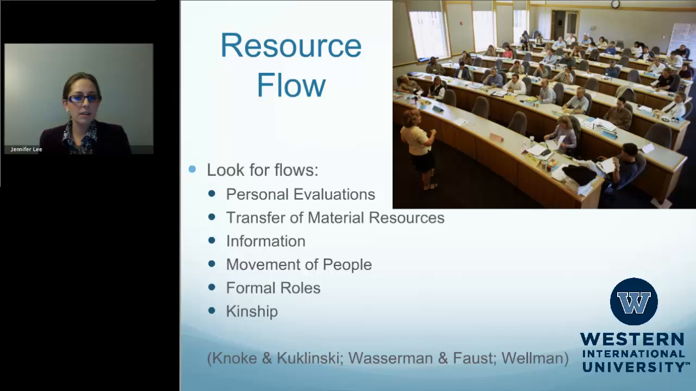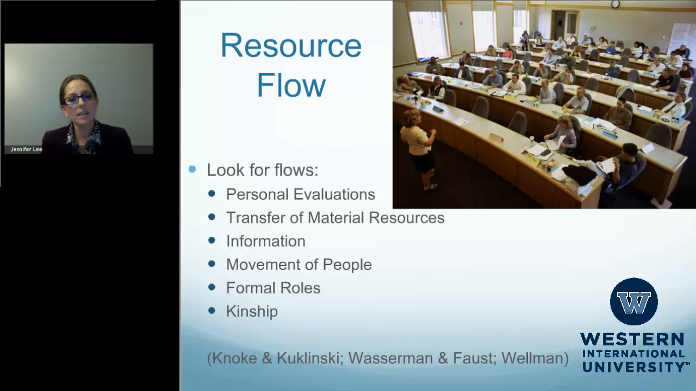And command hierarchies in organizations, these are depicted in organizational charts, and these would be examples of that type of network where we have formal roles. And the last type of resource flow I want to talk about is kinship, and that would be looking for who is related to whom. And that could be either by descent or by marriage. That is genetic descent or by marriage.